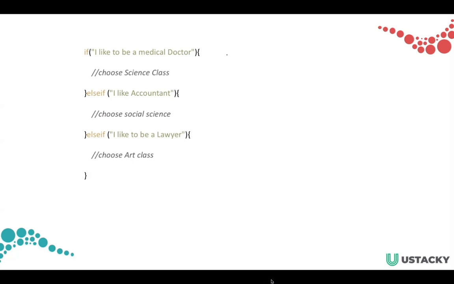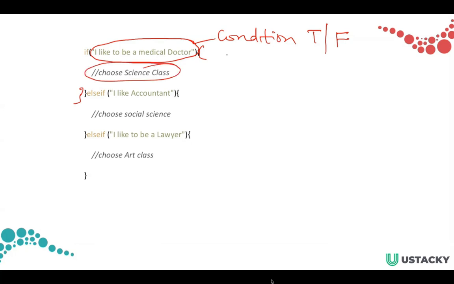This is a representation of our example. The first condition is, if I like to be a medical doctor. This is a condition, which is either true or false. When this condition is true, it means this line of code will be executed. That is, all lines of code between the curly braces will be executed. It can be 2, 3 lines or multiple lines of code, and this is referred to as a block of code.